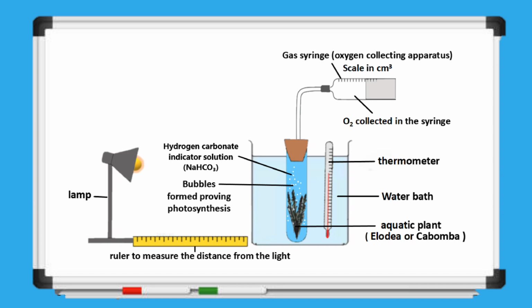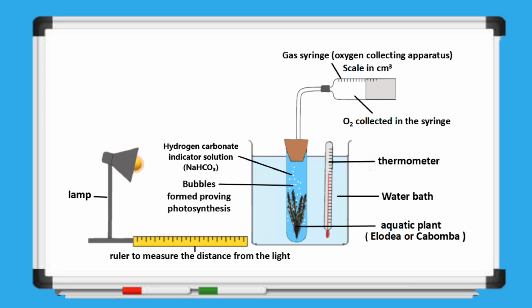We will place an aquatic plant, like a lodi, in a beaker filled with water and hydrogen carbonate indicator solution. This solution provides carbon dioxide and also changes color to show how much is being used during photosynthesis. The beaker will sit in a water bath to keep the temperature steady, and we will use a thermometer to monitor it. Above the plant, we will place a gas collection tube to measure how much oxygen the plant produces.